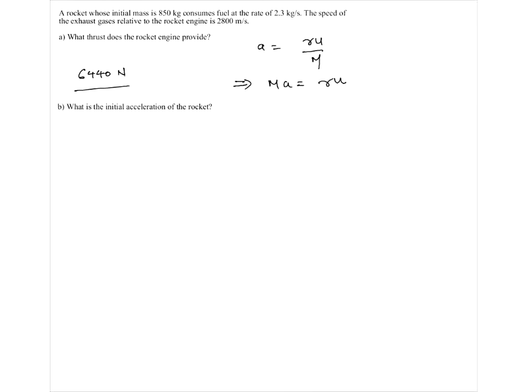What is the initial acceleration of the rocket? Well, that should be no problem. Acceleration at any instant is RU upon mass at that instant. So if you want a naught, initial acceleration, R is fixed, U is fixed, m naught. That's it. Initial mass is 850 kilograms.